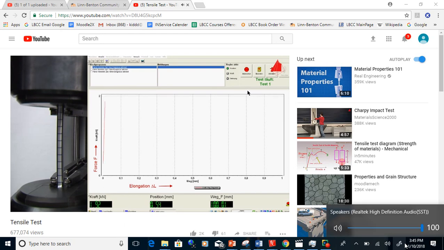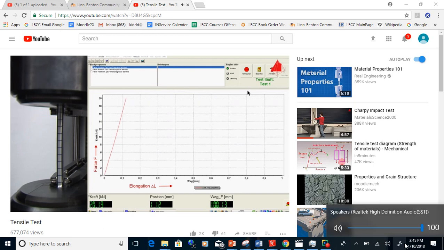At first, the force rises rapidly. Force and elongation are proportional and form a steep, straight line in the diagram. In this area, the material behaves elastically. If the test piece were to be unloaded from this area, it would spring back completely to its original length.